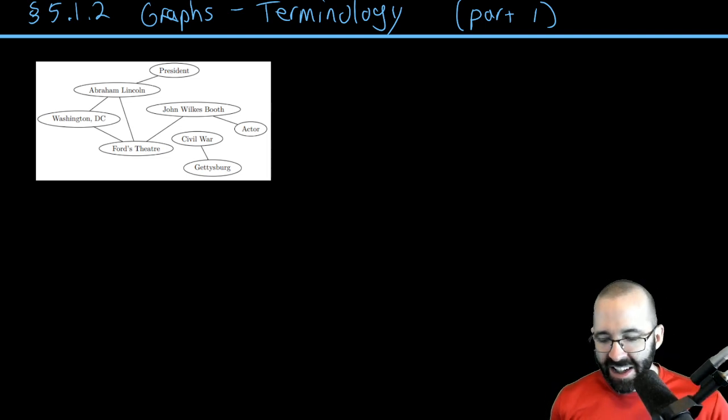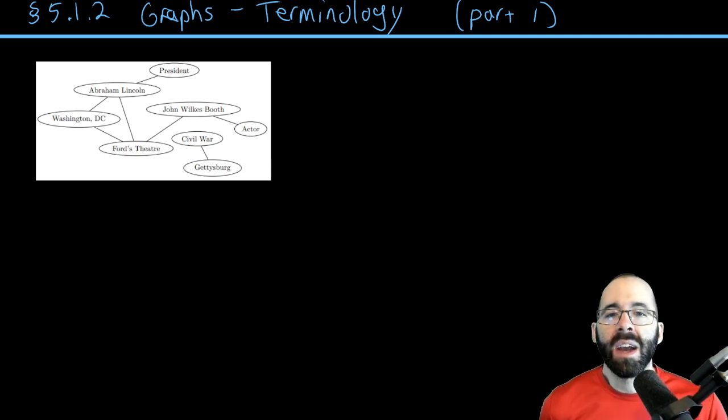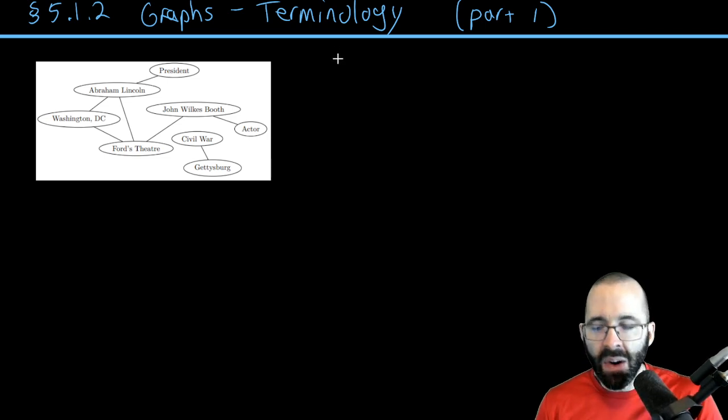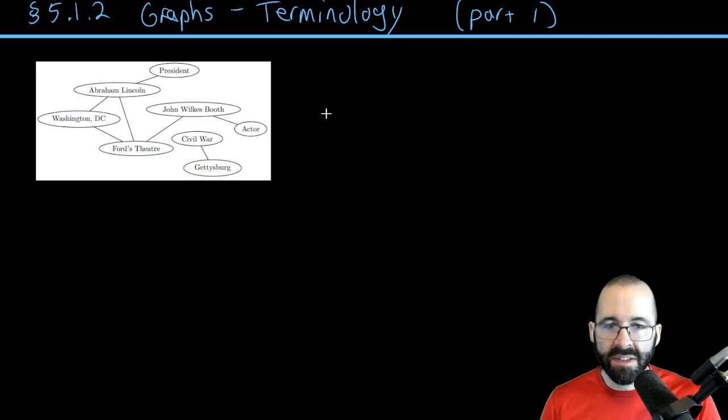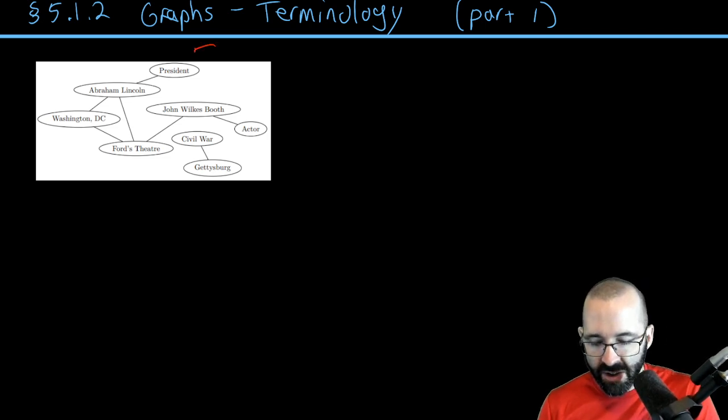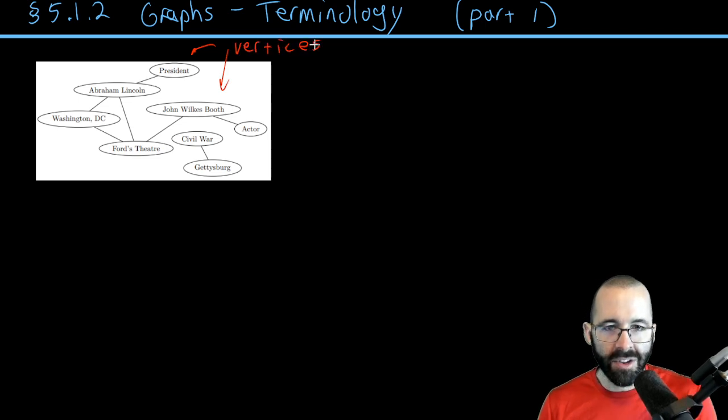Okay, so here we have a graph. You've seen graphs before. And basically a graph is just a collection of edges and vertices. So, of course, here, hey, look, these are vertices. That's the plural of vertex, by the way. And then, of course, we have all these edges as well. And the edges are just what connect the vertices.